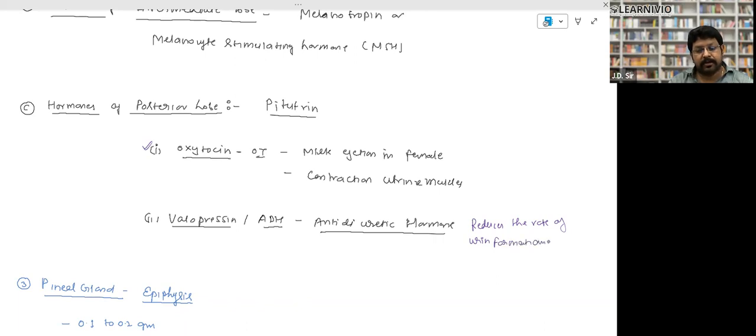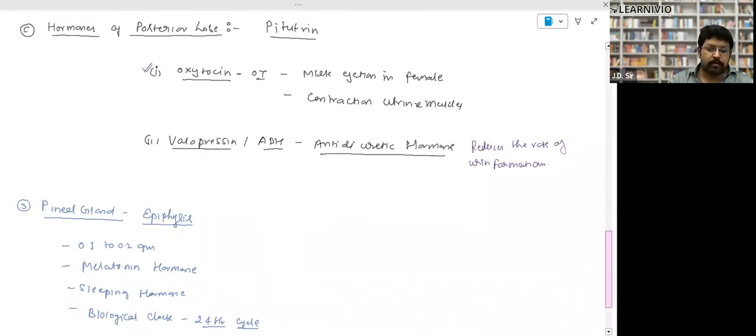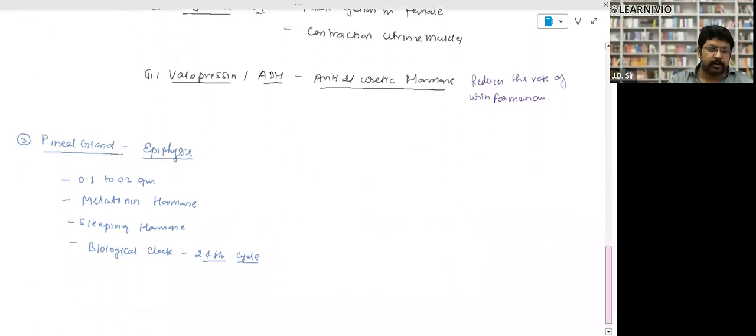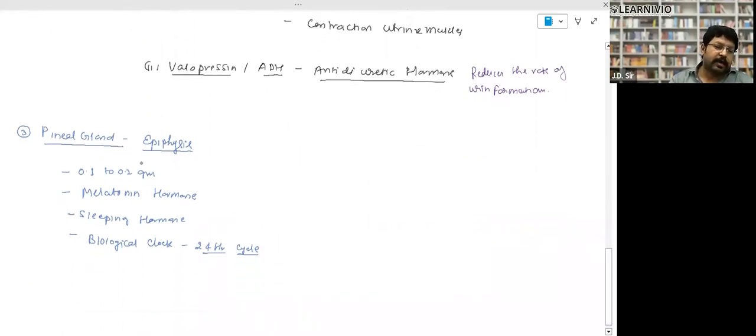That's the vasopressin hormone or ADH. Both are the same thing. Finally, the third gland is called the pineal gland. It is also called epiphysis. The pineal gland is 0.1 to 0.2 gram in size. It is responsible for the secretion of melatonin hormone. Melatonin is called the sleeping hormone, and this pineal gland is also responsible for the biological clock.